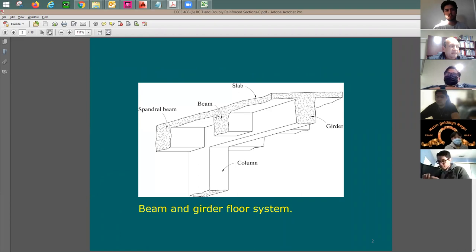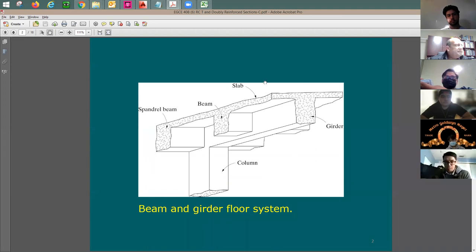So as you see here, beams and girders, the difference between the terms beam and girder: a girder is like a bigger beam, a bigger beam that supports other beams. A beam usually just supports the slab directly. If you see here, the beam has a flange on top, which is a concrete slab. Same thing for the girder, it also has a concrete slab. And this concrete slab, or the flange, is going to help out with the compressive strength of the beam.